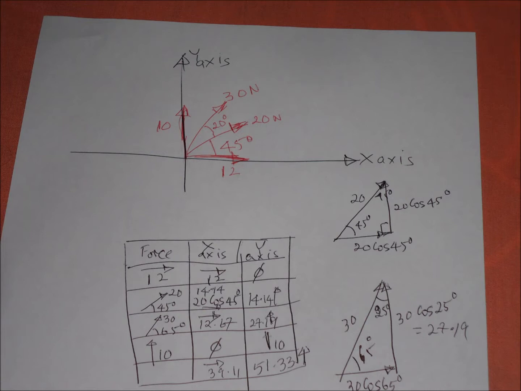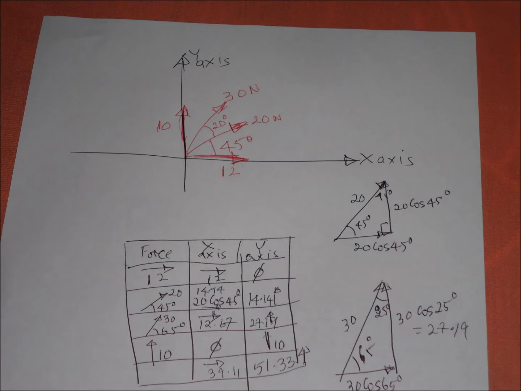Okay, so now looking at force 20, that can be split into two forces, P and Q, which are at right angles to one another. Force P is at 45 degrees to 20, and Q is vertical to P, or at right angles to P. So cos 45 is equal to P over 20.